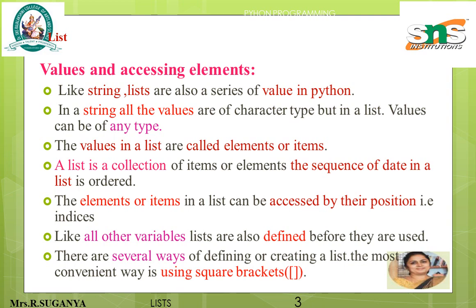Like a string, lists are also a series of values in Python. In a string, all the values are of character type, but in a list, values can be of any type. The values in a list are called elements or items. The elements can be accessed by their position, that is, indices. Like all other variables, lists are defined before they are used. There are several ways of creating a list. The most convenient way is using square brackets.